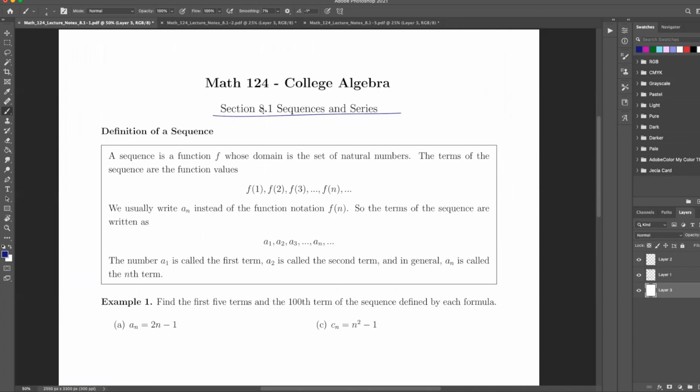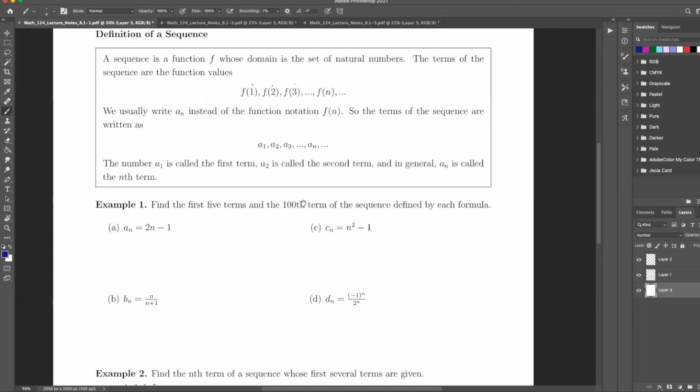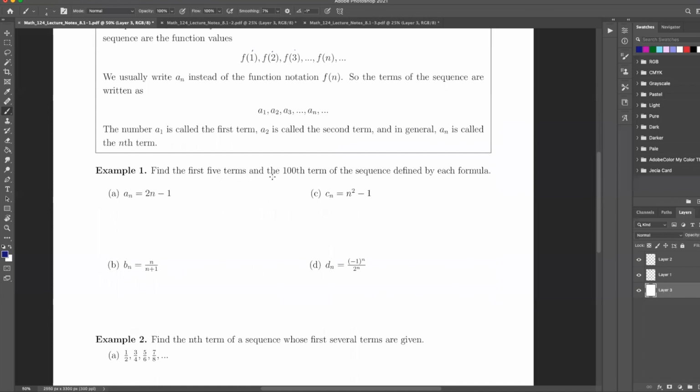So we're in section 8.1, sequences and series. A sequence is a function whose domain is a set of natural numbers. So it's 1, 2, 3, 4, 5, and so forth, right? The terms of a sequence are the function values, and we usually write a_n instead of the function notation. So we'll have the first term, second term, third term, the nth term, and so forth.